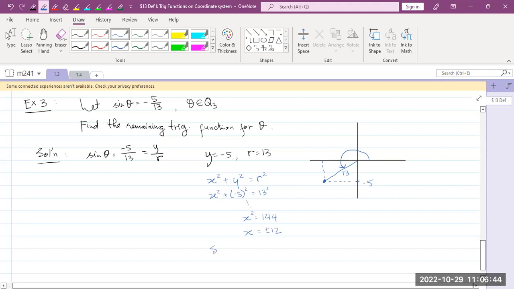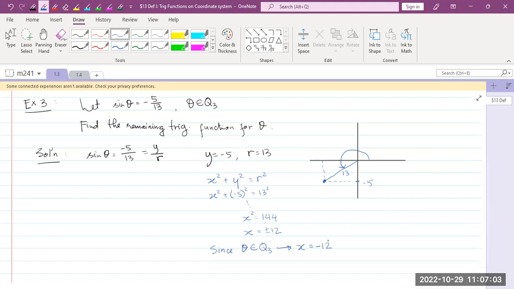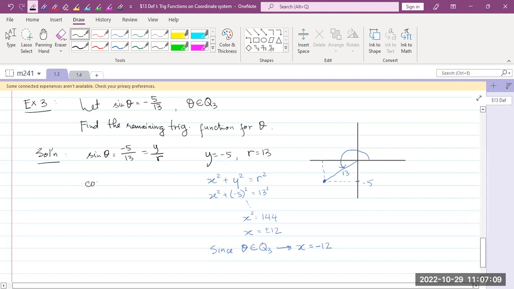And now, since theta is in quadrant 3, then the x must be negative 12, not positive 12. X is negative 12.